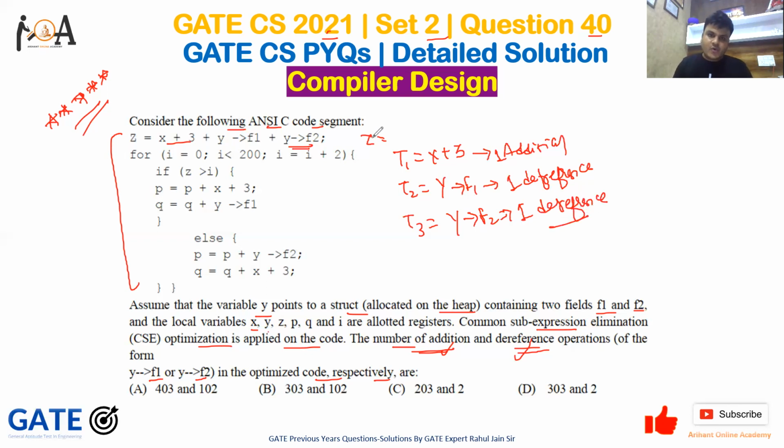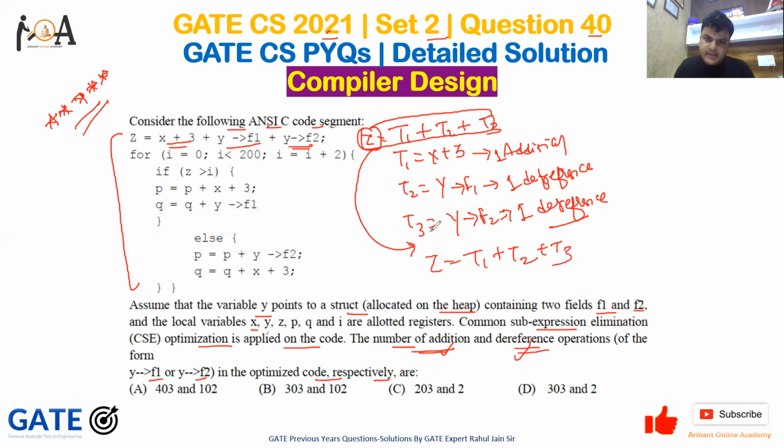Okay, so this z can be written as x plus 3, that is t1, plus y->f1, that is t2, plus y->f2, that is t3, right? So z equals t1 plus t2 plus t3. We have to declare those at the top, and then we have that, right? Now after this, if you observe here, two additions are there.